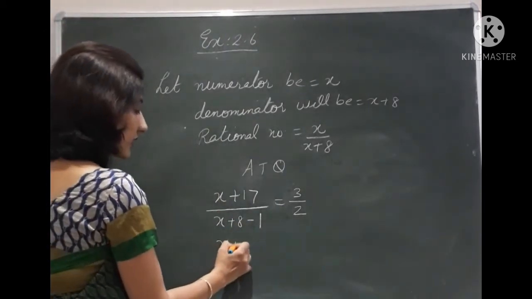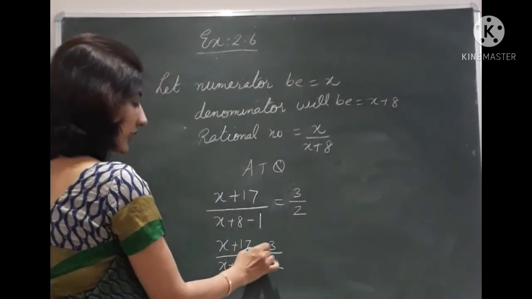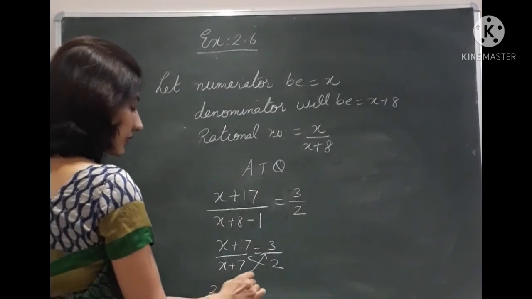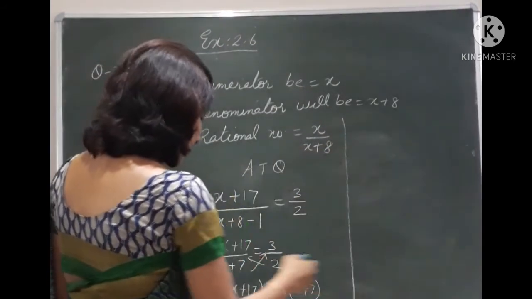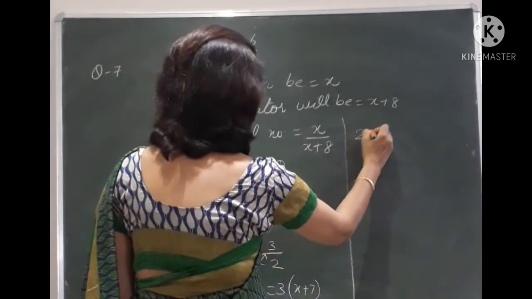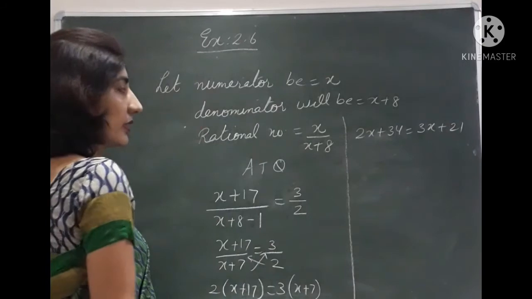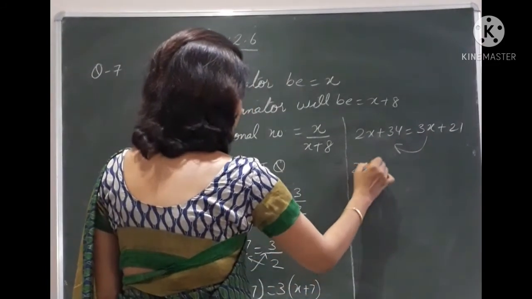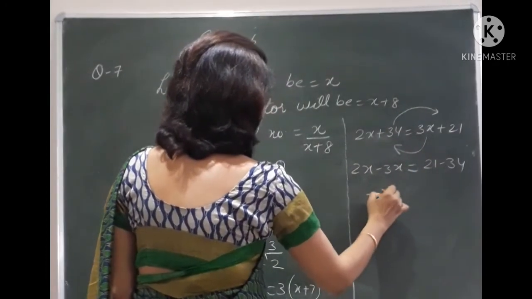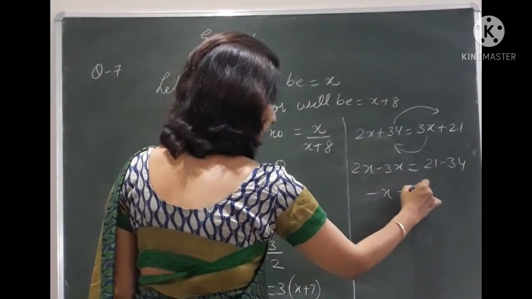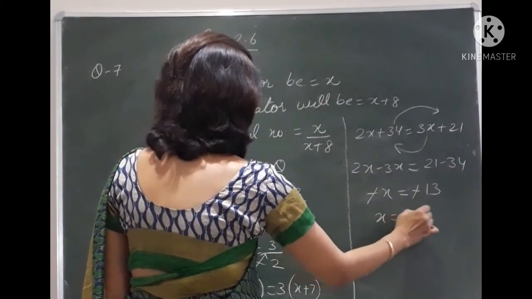So this you can solve. x plus 17 upon x plus 7 equals 3 by 2. Then cross multiply. 2 into x plus 17 is equal to 3 into x plus 7. 2 into x plus 17 will be 2x plus 34 is equal to 3x plus 21. Transpose 3x to the left-hand side, it will become minus 3x, and 34 to the right-hand side, it will become minus 34. So minus x equals minus 34 plus 21 is minus 13. Minus minus cancel, x equals 13.